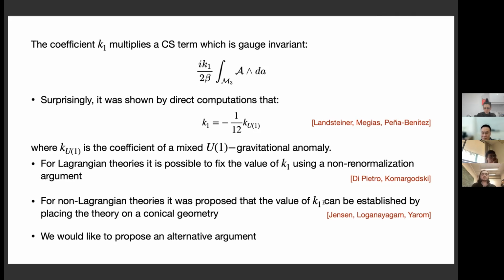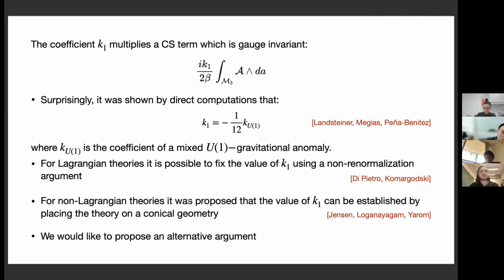And so it was proposed very interestingly some time ago by these authors that maybe in order to fix this coefficient, you have to place the theory on some conical geometry. The reason for the conical geometry is that it appears somewhat strange that the gravitational anomaly, which usually enters at higher order in derivatives, would contribute at first order in derivatives. So these authors imagined that if you study the theory on a singular background, you could have such a mismatch in the derivative expansion.